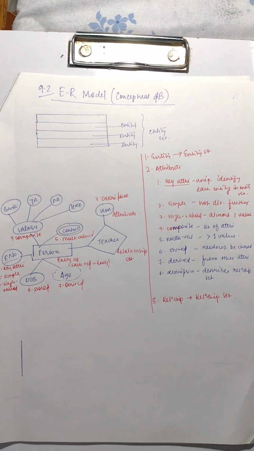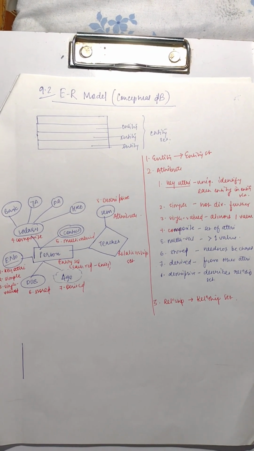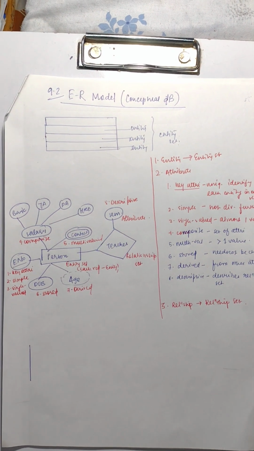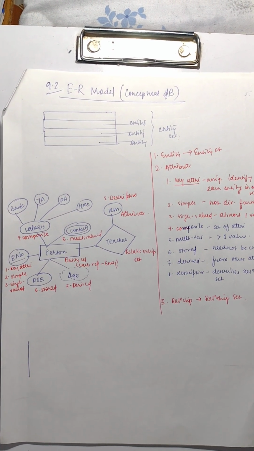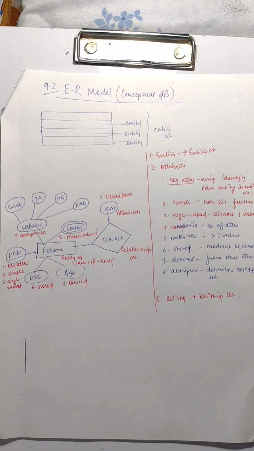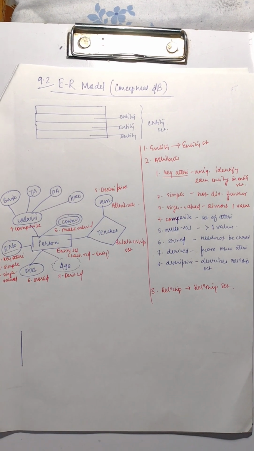Coming to the next, it is a derived attribute, meaning from different attributes this can be derived. So if we have date of birth in the database, we can also derive the age. So age is a derived attribute.